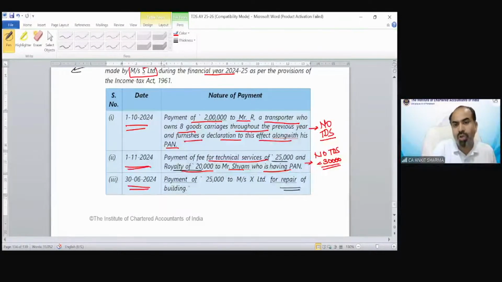Now on 30th June 2024, payment of 25,000 to Messrs X Limited for repair of building. Which section is applicable in the third case? Which kind of payment has been included in the third case? Let me see what the answer is. In case of repair, because it's a work contract, and because in this work contract the amount does not exceed 30,000 rupees, there would not be any TDS deduction.